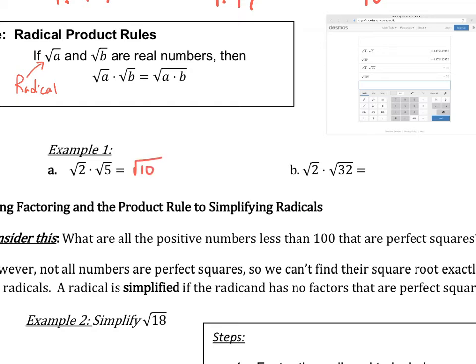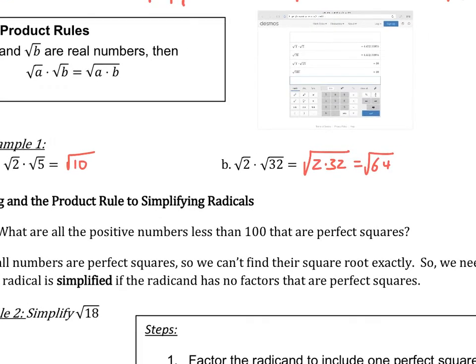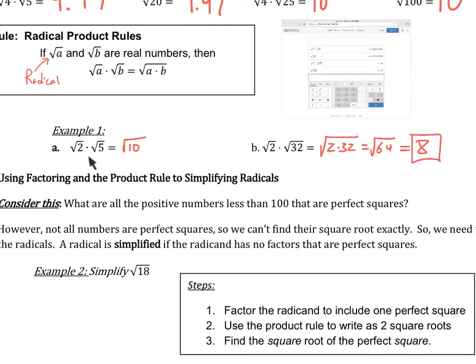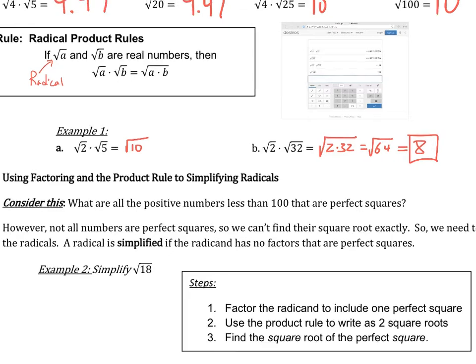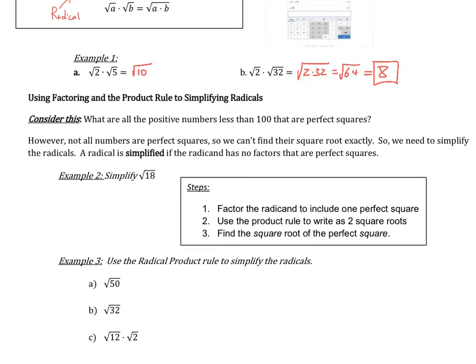I don't know what the square root of 10 is, but I took 2 square roots and put them together as 1. If I have the square root of 2 times the square root of 32, I can put that together. 2 times 32 is 64. And oh, what do you know? We know what the square root of 64 is. That's 8. So sometimes when we multiply and put them together, you can't do anything with them. Sometimes you can. Well, that is how we put 2 square roots together.